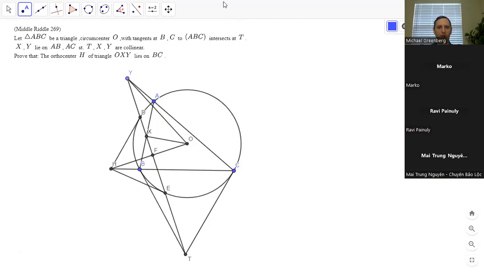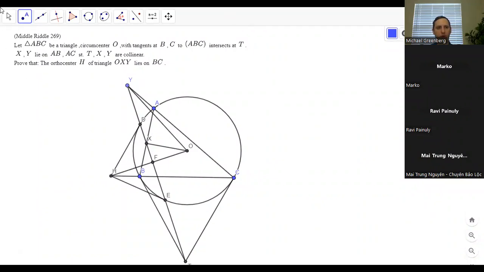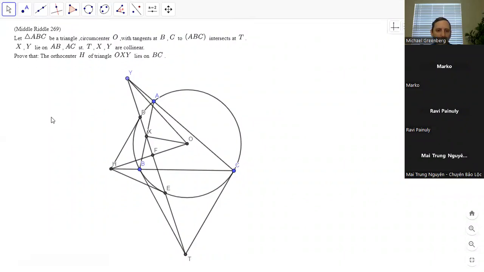Sorry, let me check the chat again. YXDE is harmonic. That's harmonic because if you project onto the circle, then you get, yeah, the harmonic quad.